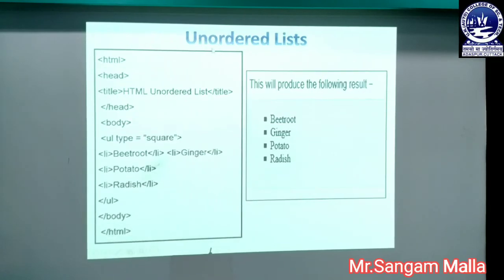Now we will discuss another example of an unordered list. You can clearly see here that we have used the type attribute of the UL tag, and we have used the square value of the type attribute.